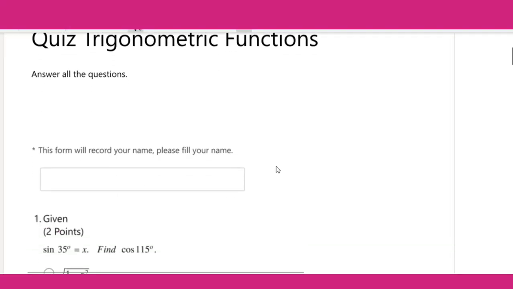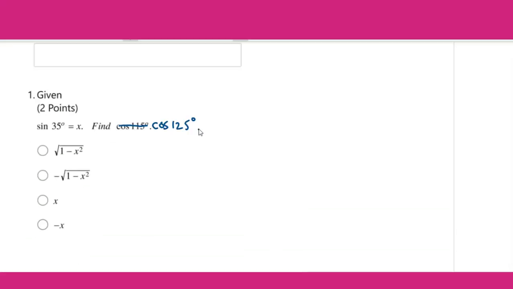with trigonometric functions. Number one, sine 35 degrees equals x. Find cos 125 degrees.